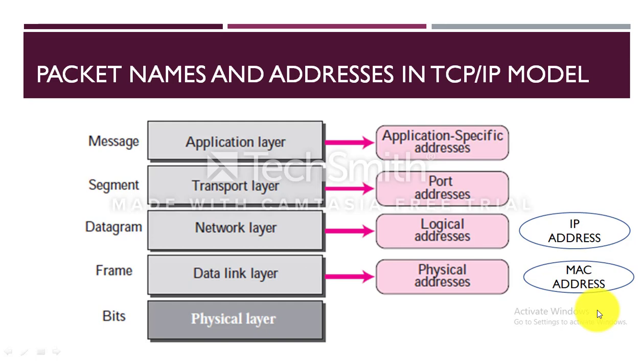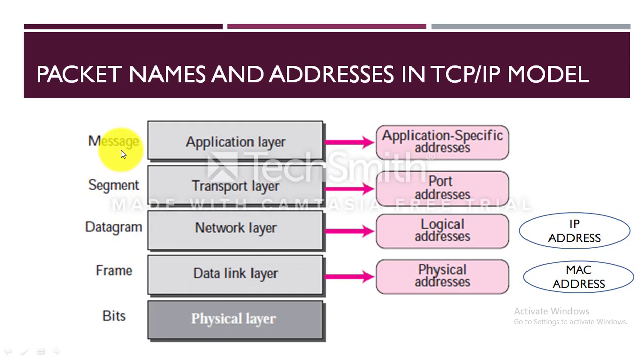In TCP/IP, there are 5 layers: P, D, N, T, A. PDNTA. That stands for Physical, Data Link Layer, Network, Transport and Application Layer. Packet names are bits at physical layer, frame at data link layer, datagram at network layer, segment at transport layer and message at application layer.